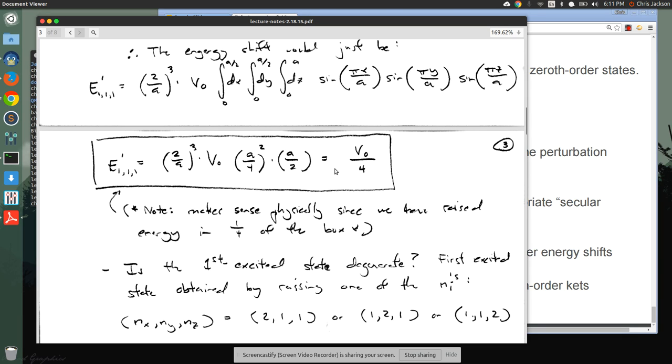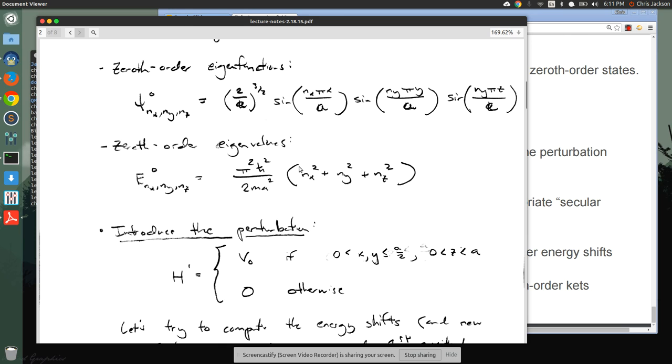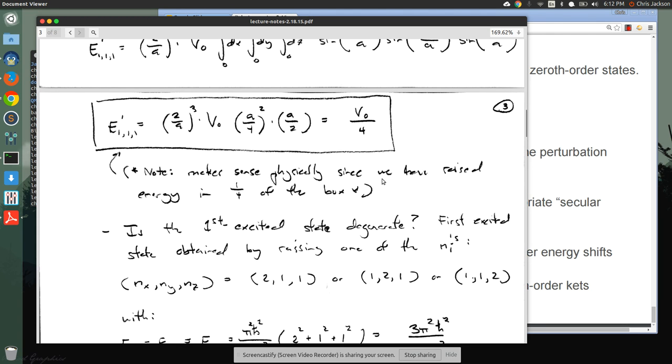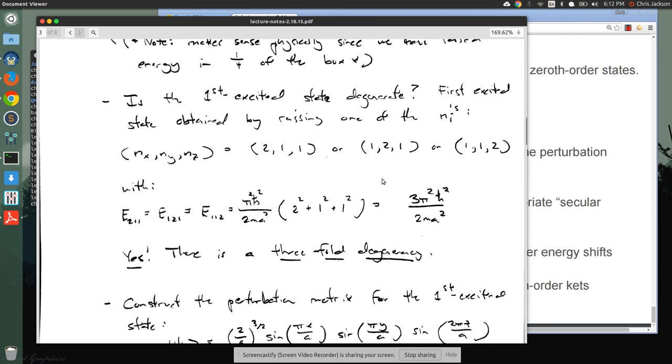So now what about the first excited state? Is the first excited state degenerate? The first excited state would be the one where one of these changes to 2. So I could have 2, 1, 1, or 1, 2, 1, or 1, 1, 2. That sounds like we have degenerate states, and in fact we do. It's a threefold degeneracy, so it's 3 distinct states that have the same energy eigenvalue.